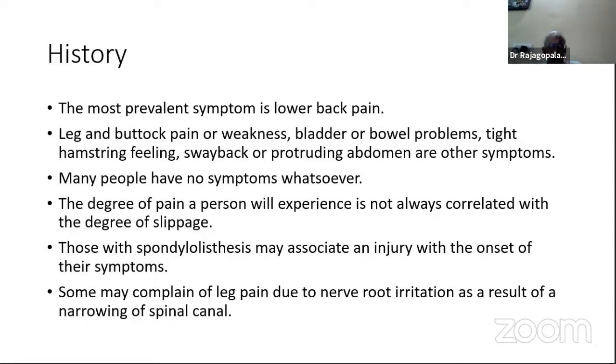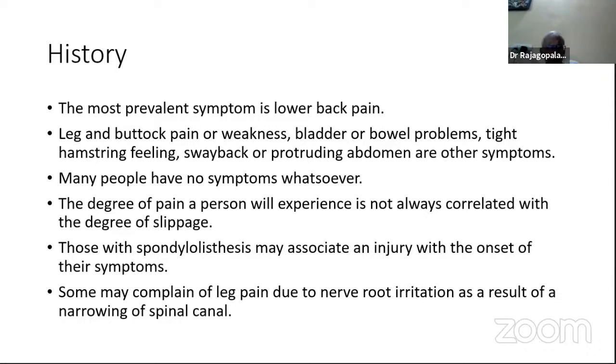You should know that in a patient with instability, the most common symptom is lower back pain. And you should ask about leg pain, pain in the gluteal region, weakness, bladder and bowel problems, and whether the patient's gait is altered, or body projection is altered. There are all these various kinds of symptoms. But you must remember that sometimes they can be totally asymptomatic also.